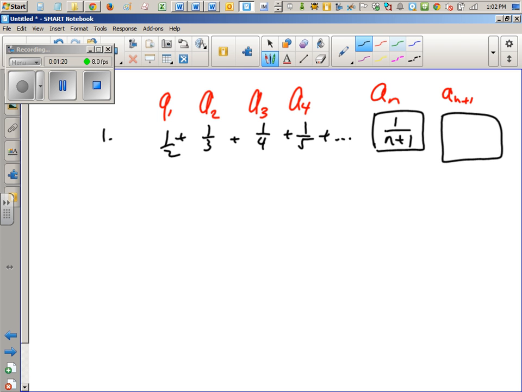And that's just basically the next term. So it would be 1 over n plus 1 plus 1. How many of you got number 1 right?